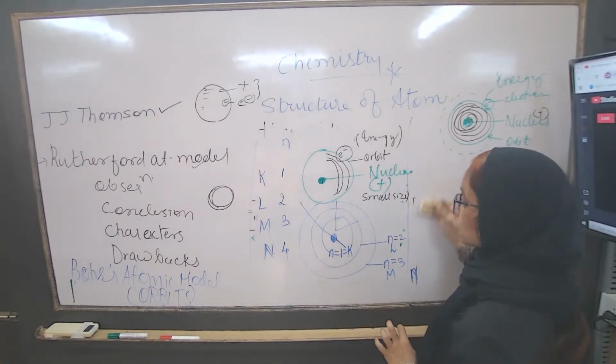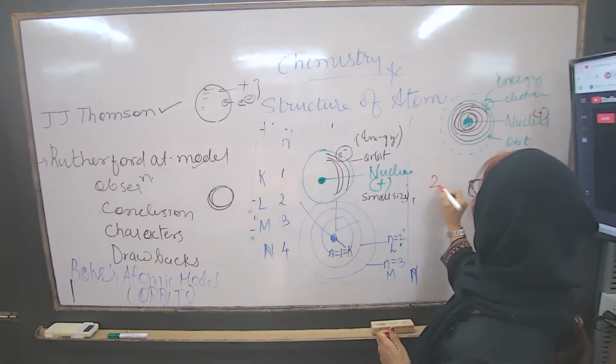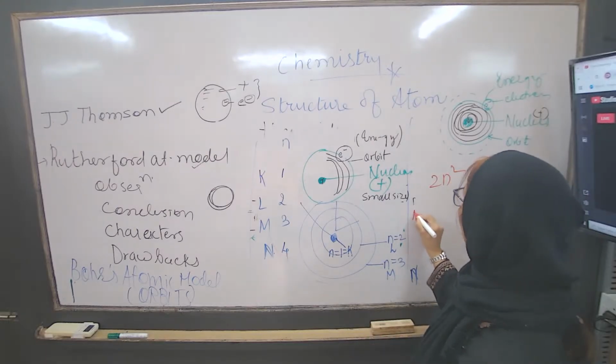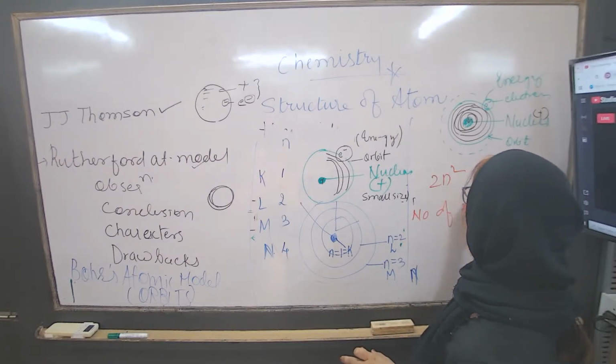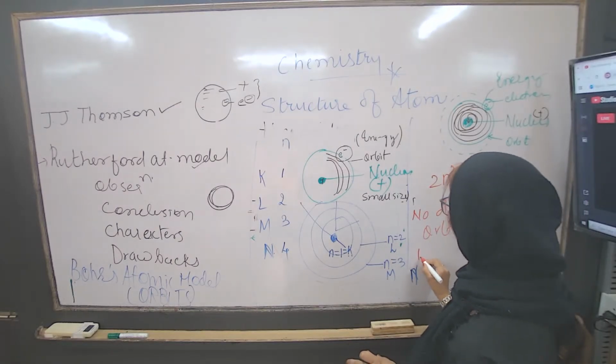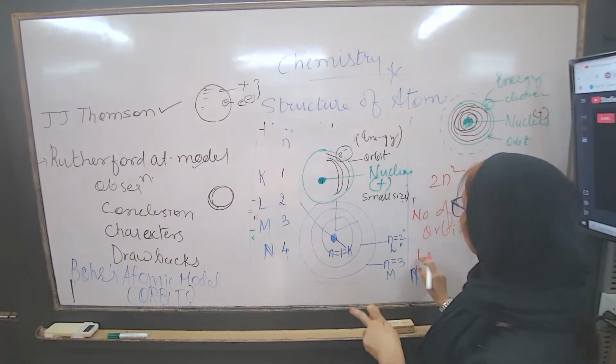In our book, one small formula is here. That formula is 2n square. This 2n square is the number of electrons in an orbit. For example, if you are taking orbit number L, what is the value of n here?